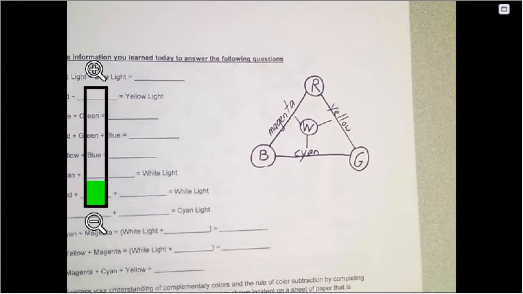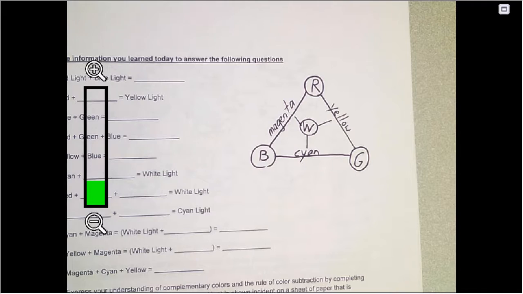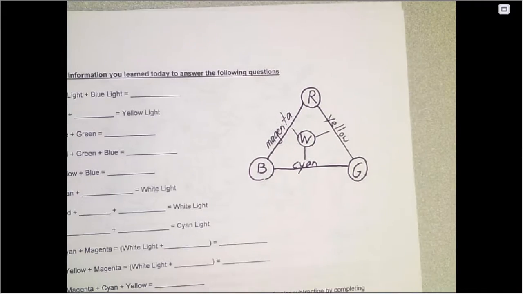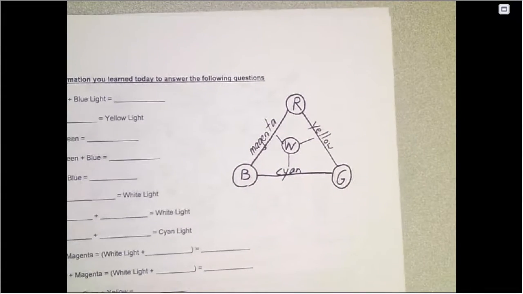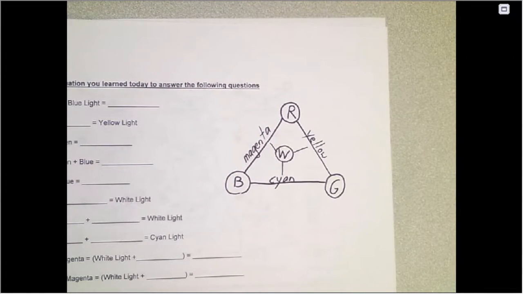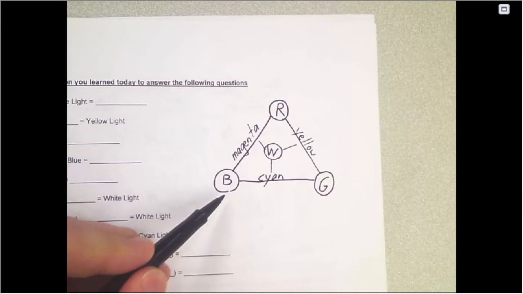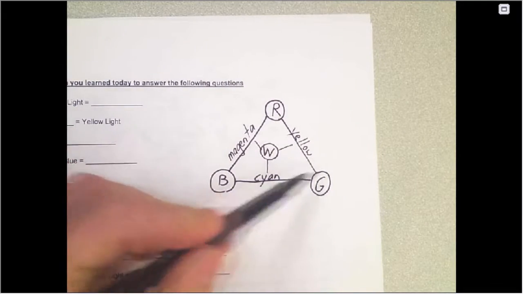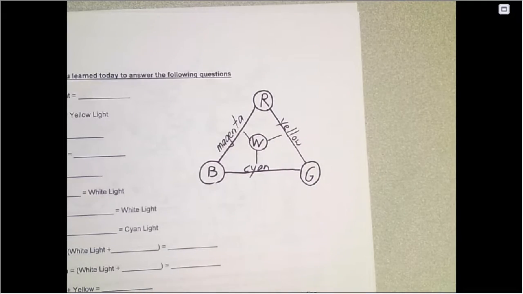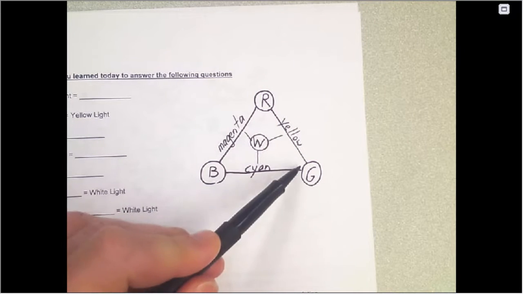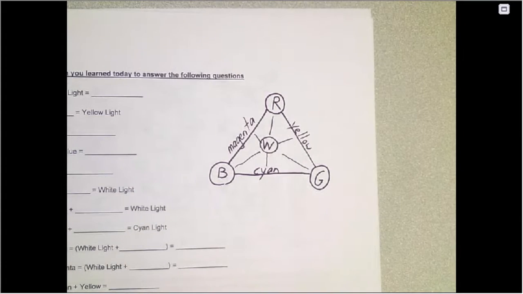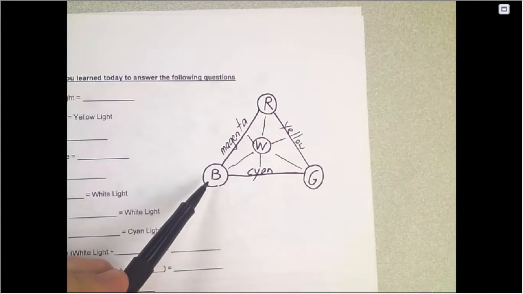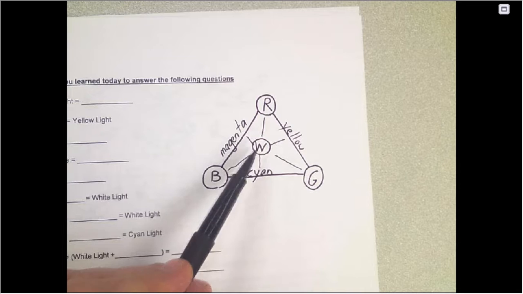Color addition regarding light. If you can remember this color wheel, it will help you out greatly in completing these types of problems. So just to review, red, green, and blue are the primary colors of light. They combine to create white light. So red, green, and blue together create white light.